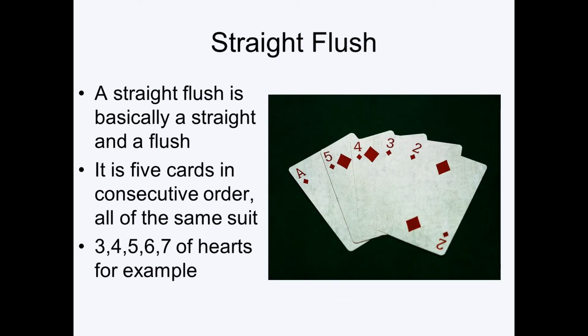A straight flush is basically a straight and a flush. It is 5 cards in consecutive order, all of the same suit, right? 3, 4, 5, 6, 7 of hearts, for example. That's a straight flush. What is a royal flush? What is a royal flush?